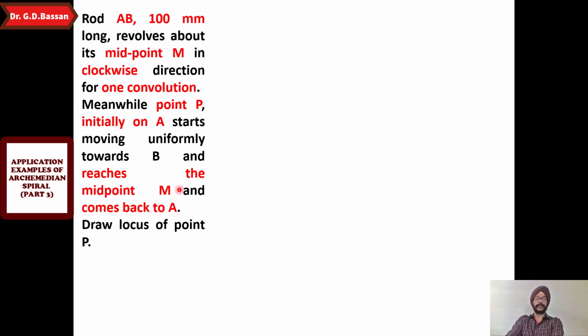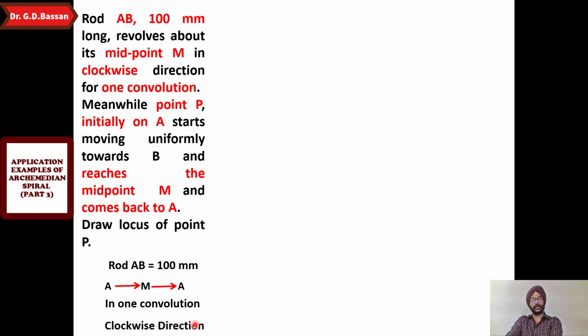Let us take another example in which rod AB, 100 mm long, revolves about its midpoint M in the clockwise direction for one convolution. Meanwhile, point P, initially on A, starts moving uniformly towards B, reaches the midpoint M and comes back to A. Draw the locus of point P. So here rod AB is 100 mm. The point moves from A to the midpoint, and from the midpoint it comes back to its original position A, in one convolution, in the clockwise direction.